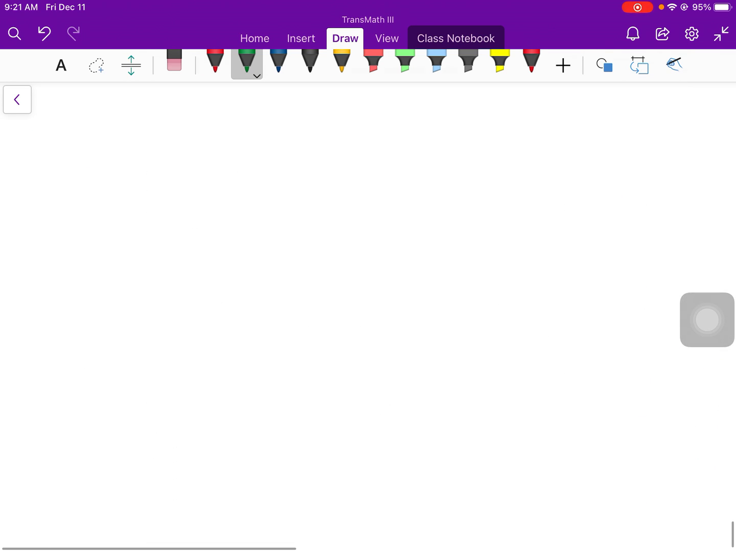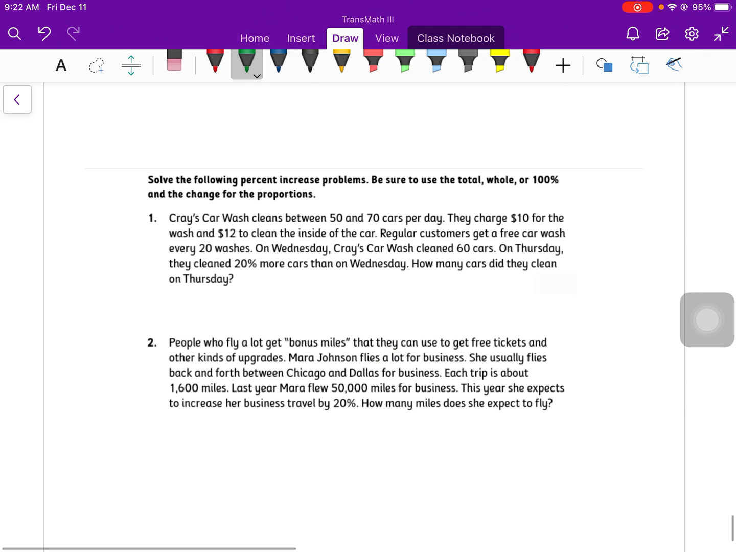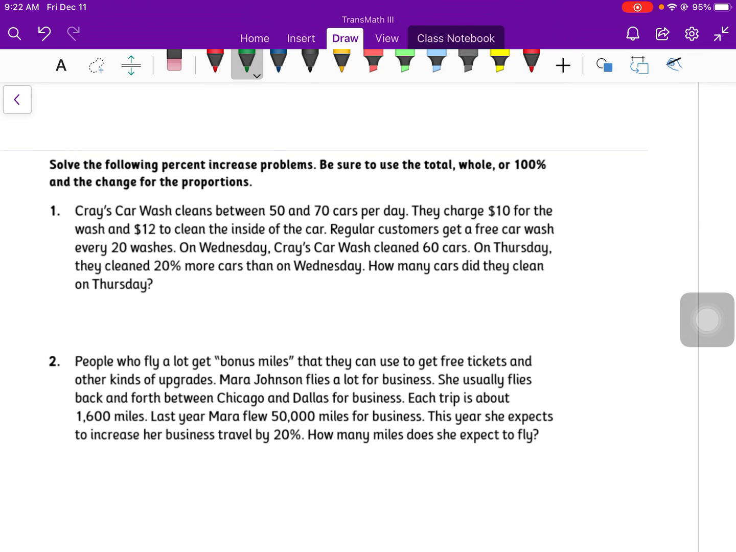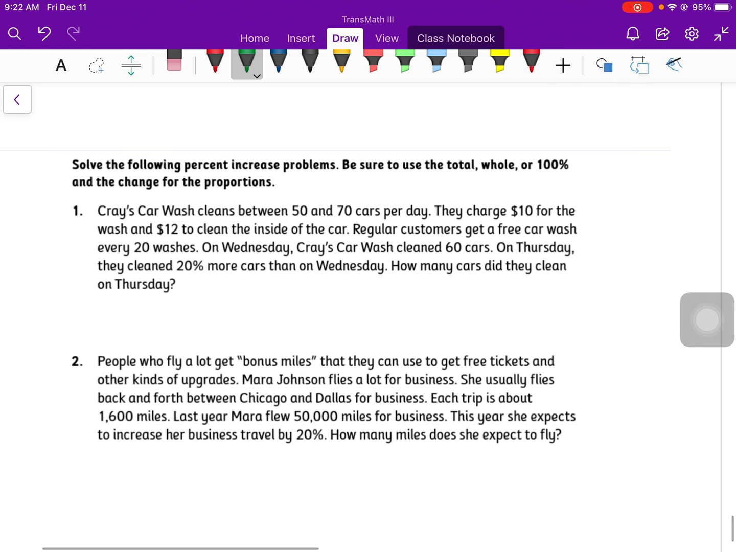All right, so you've got a couple problems here. It looks like 2 problems. I want you to solve the following percent increase problems. Make sure you use the total, whole, or 100% and the change for the proportions. So go ahead, pause the video, work these out. When you think you've got it, unpause and see how you did. For all of these, you're going to be using that same proportion.